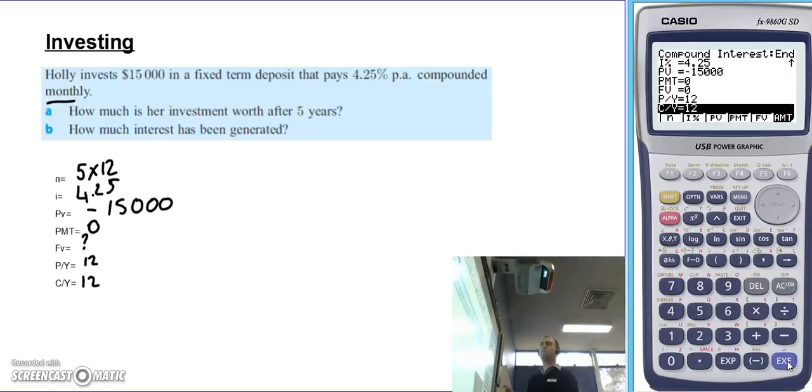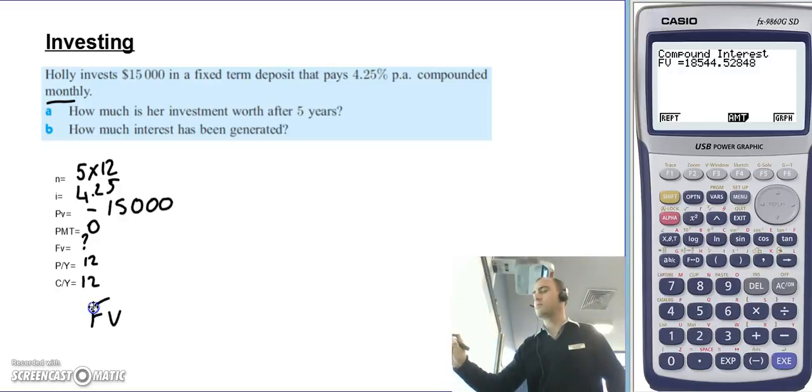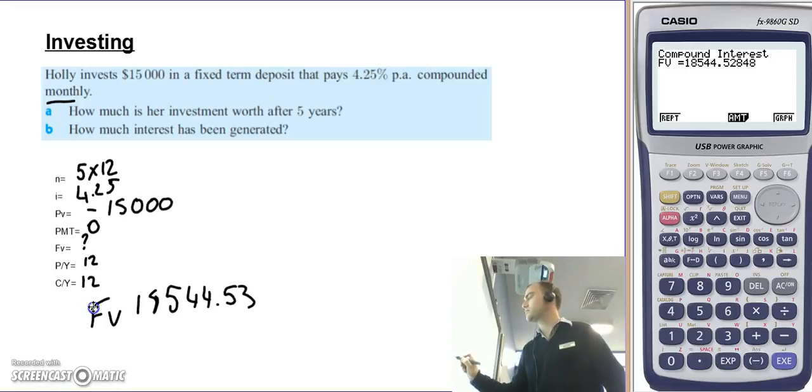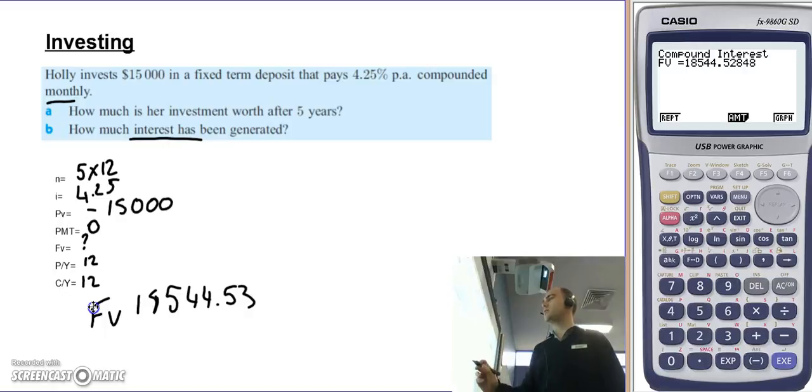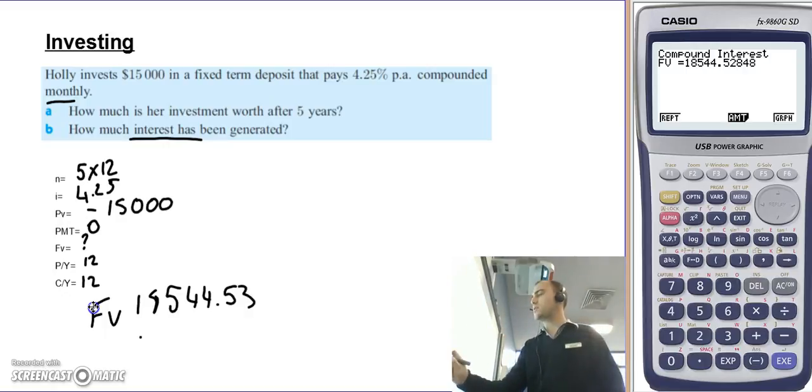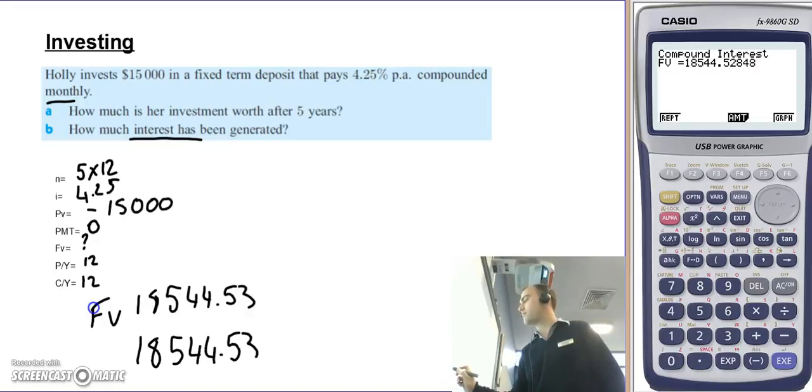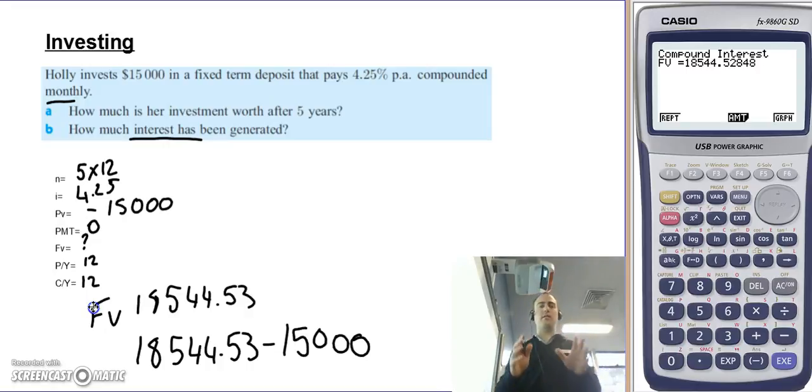Now we're trying to solve for future value, so we press F5 for future value. And in the future, it's going to be worth $18,544.53. How much interest has been generated? Well, we know that she started with $15,000, so it's going to be 18,544.53 subtract 15,000, and that will give you the amount of interest you've earned.